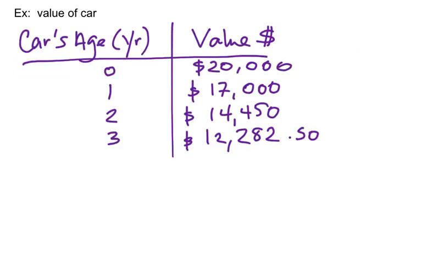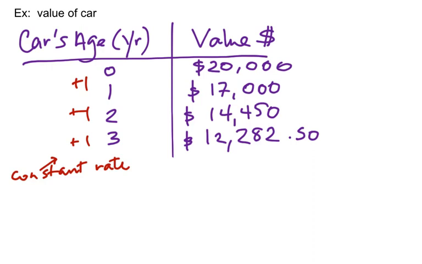Okay, so here we have another example, the value of a car. We have a car's age in years, and we have the value. We want to double check that our x values are increasing at a constant rate, and we can see that this is plus 1, plus 1, plus 1. So we have a constant rate for our input. So that's number one. If we're looking for a relationship, we have to make sure that we have an increase at a constant rate for our input.